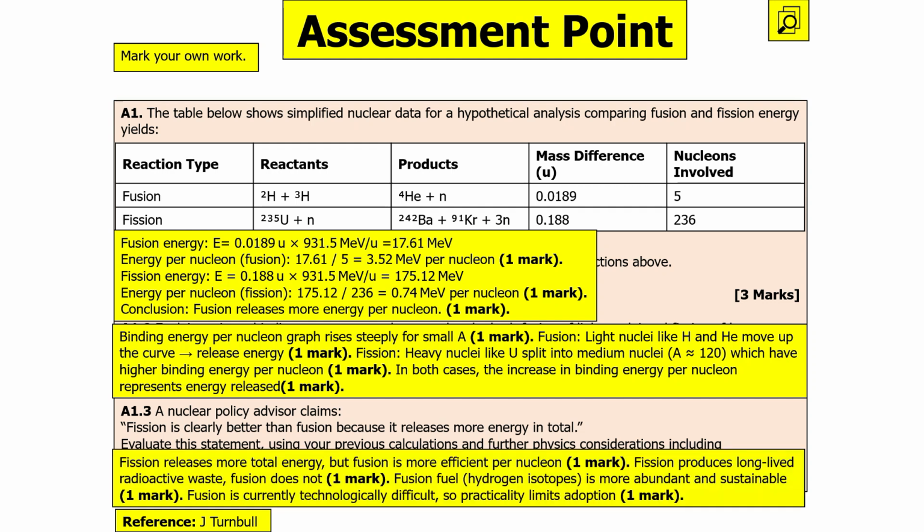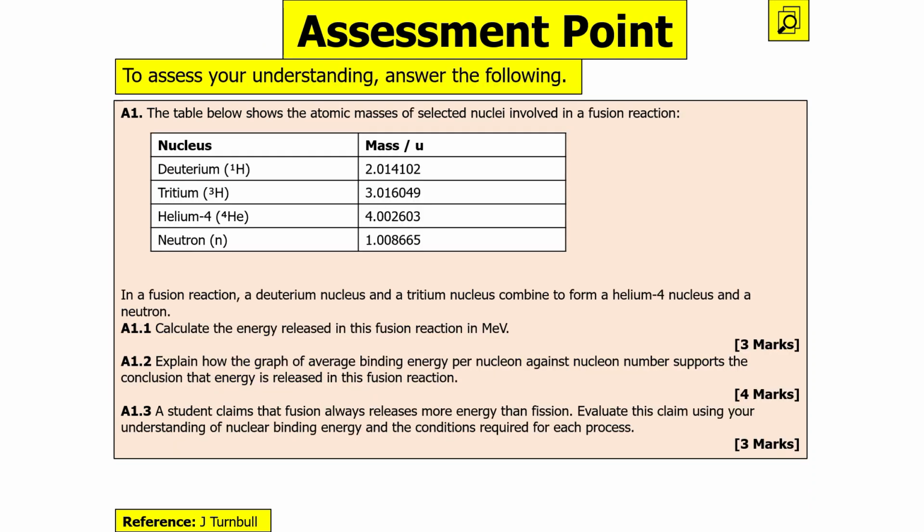Now fission will release more energy in total, but fusion is more efficient per nucleon. Fission produces long-lived radioactive waste, but fusion does not. Fusion fuel, hydrogen isotopes, is more abundant and sustainable. However, fusion is currently technologically difficult, so practicality limits adoption. The table shows the atomic masses of selected nuclei in a fusion reactor.